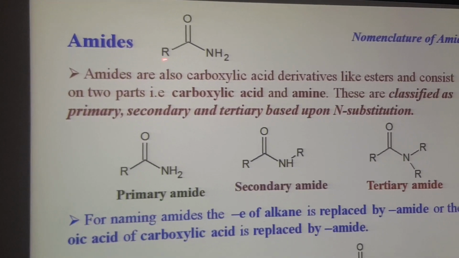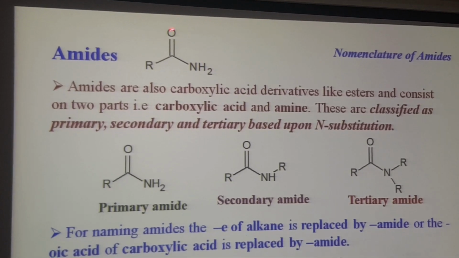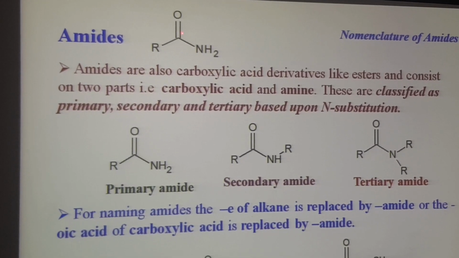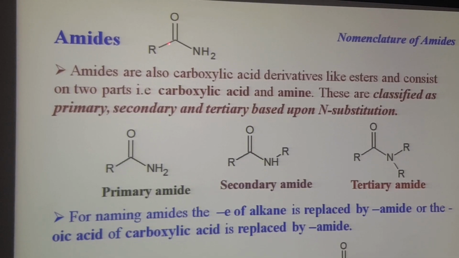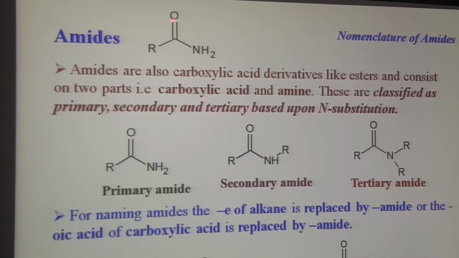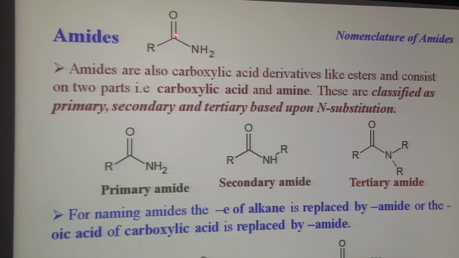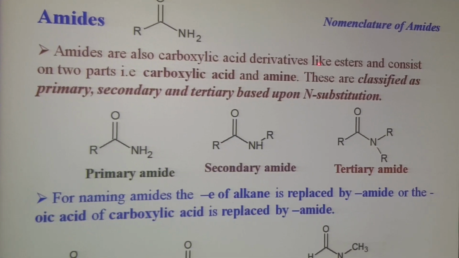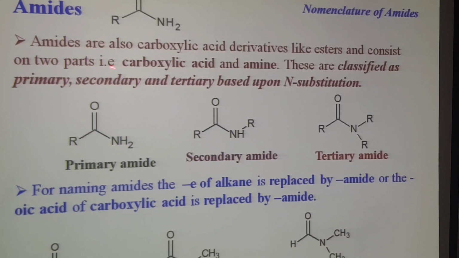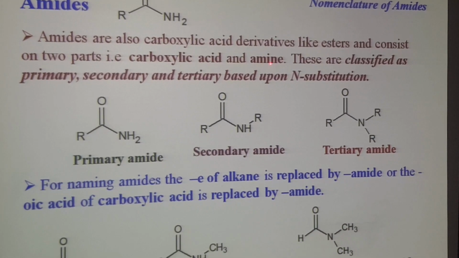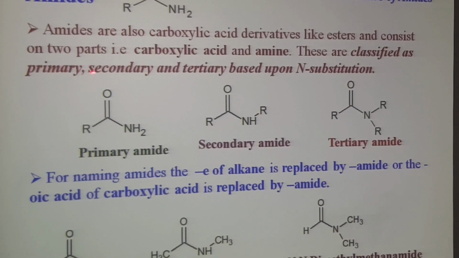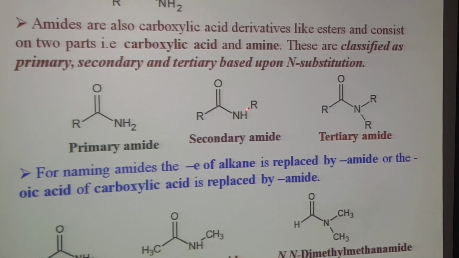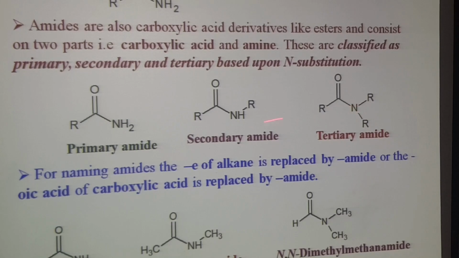So next is amides. Amides are also carboxylic acid derivatives, and they are formed by condensation of carboxylic acid with amines. Some other organic reactions, like acid halides, react with amine to give us amides. Anhydrides react with the amines to give us amides. So amides are also carboxylic acid derivatives like esters, and they consist of two parts. One is carboxylic acid, the other one is amine.